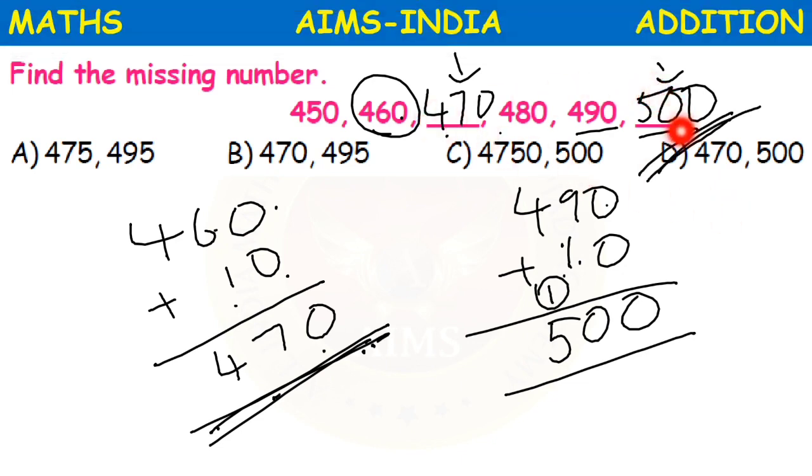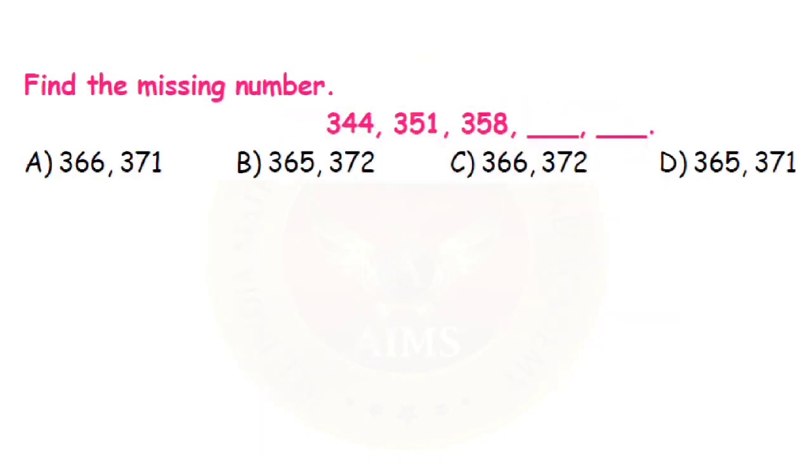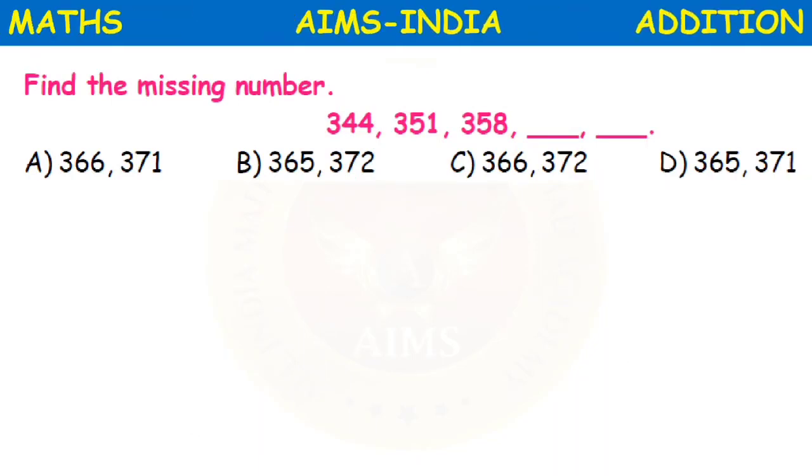Again, how did we find out these missing numbers? First, we found out the relation between the numbers. That is, we needed to add 10 to get the next number. So we added 10 to 460 to get 470, and again we added 10 to 490 to get 500. So the missing numbers are 470 and 500. Clear, children? Okay, moving on to the next question.